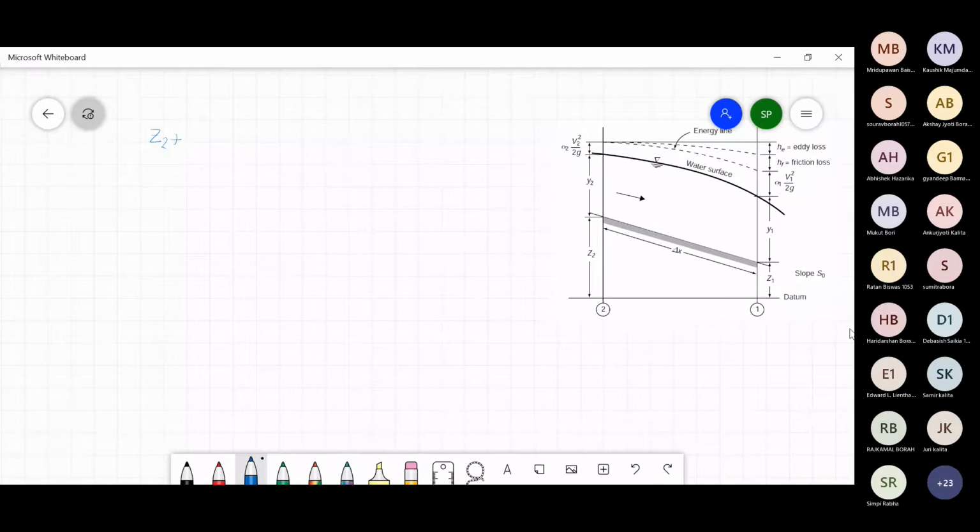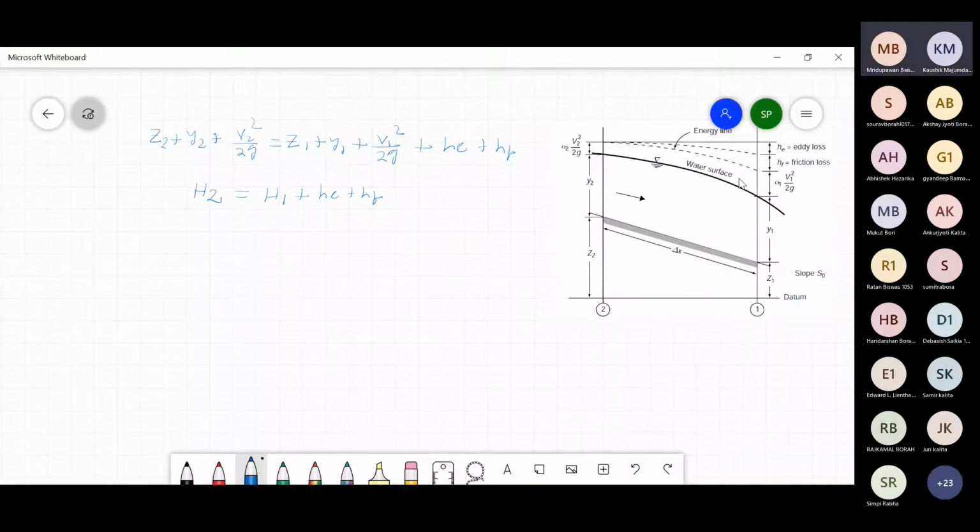Z2 plus Y2 plus V2 square by 2g is equal to Z1 plus Y1 plus V1 square by 2g plus HC plus HF. So this height from this datum up to this much is considered as H total head. This is equal to H2. Here also, up to this much is your H1. That's section 1. H2 is equal to H1 plus HC plus HF. Clear?